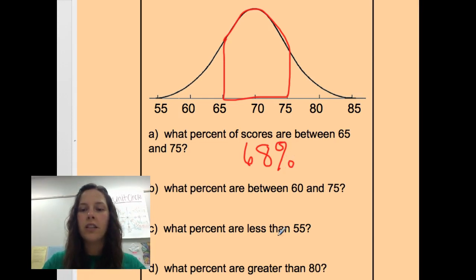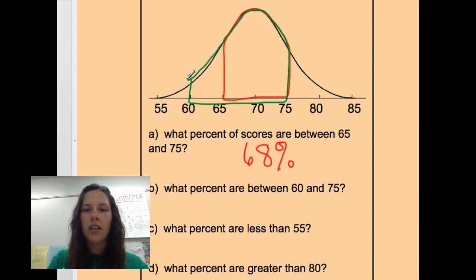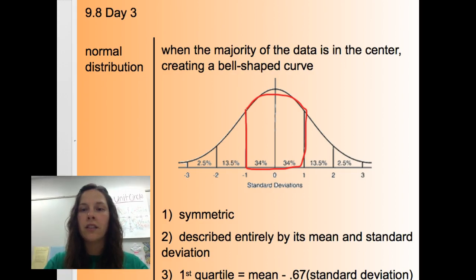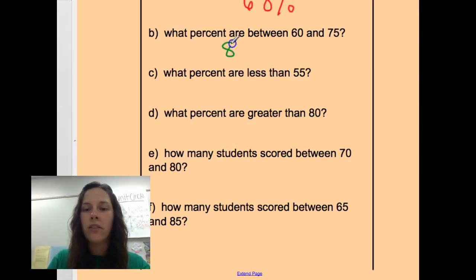Our next question, we're looking at scores between 60 and 75. So now we have to think about the fact that we've got that 68% plus it was a 13.5%. So to get that extra standard deviation away, remember 65 is 1 standard deviation below the mean. 60 is 2 standard deviations below the mean. Again, reminding ourselves of this original bell curve, we're looking at an additional 13.5% plus that 68% we were already looking at. So that gives us a total of 81.5%.